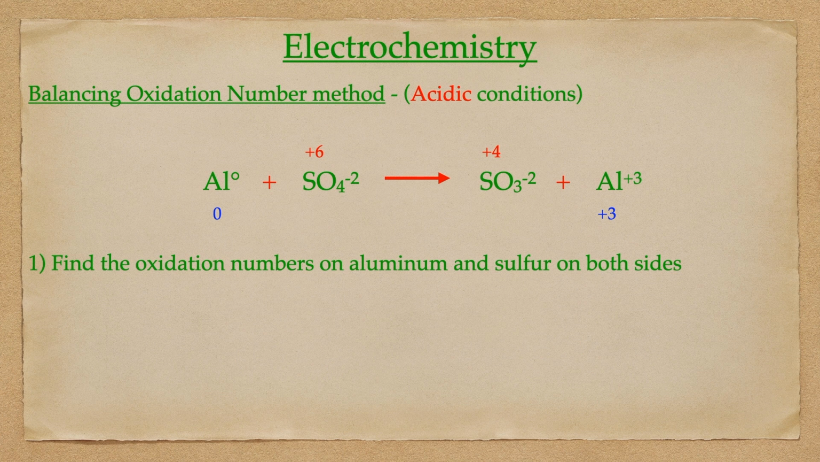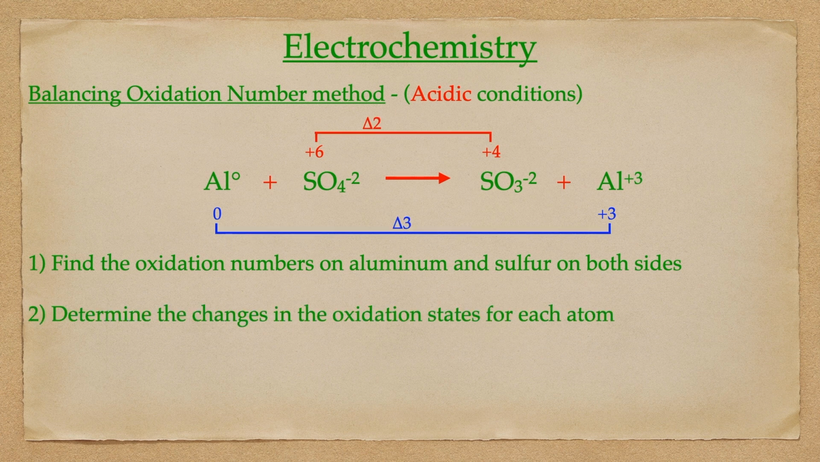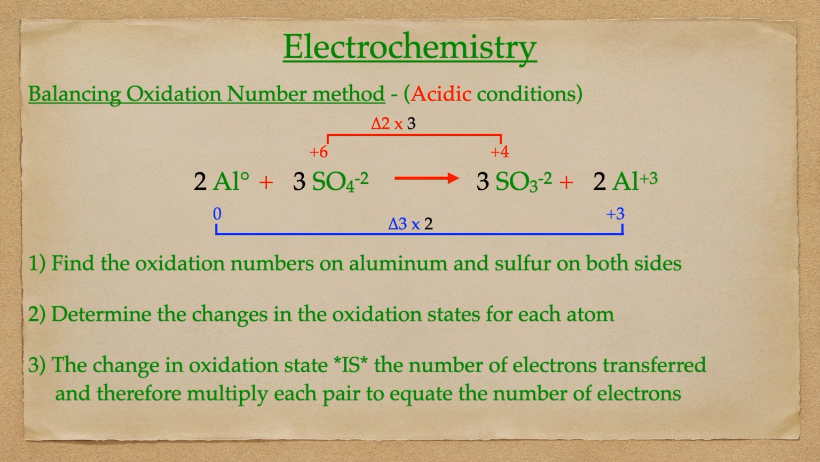Aluminum metal has an oxidation number of 0, aluminum ions plus 3. The change? It went up by 3. The sulfate ion has an oxidation number on sulfur of plus 6. The sulfite ion, an oxidation number of plus 4. The change is 2. The change in the oxidation state is the number of electrons transferred. Therefore, we multiply each pair to equate the number of electrons. I need 2 aluminums to give 6 electrons transferred, and 3 sulfates to get 6 electrons transferred.